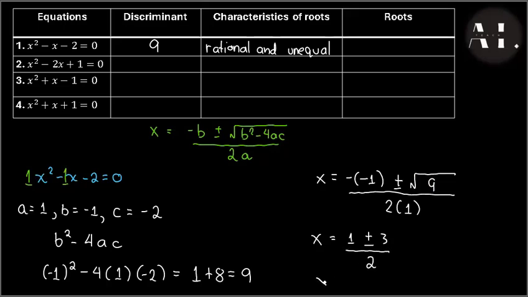Then it leaves us with two roots. One is 1 plus 3 over 2, which will give us the value, which is 2. And the second root will be given by 1 minus 3 over 2, which will have a negative result. Now the roots are 2 and negative 1.